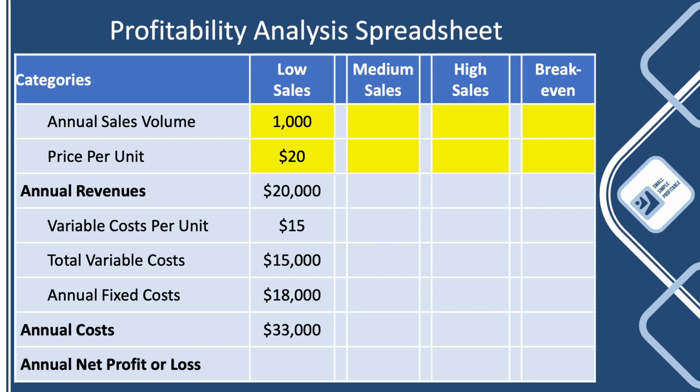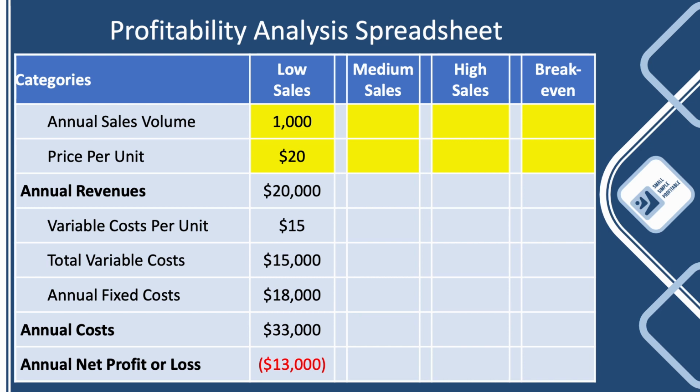Let's suppose your variable costs per unit are $15. If you multiply $15 times an annual sales volume of 1,000, your total variable costs will be $15,000. Let's also suppose that your annual fixed costs are $18,000. You can add up your total variable costs of $15,000 and your annual fixed costs of $18,000 to equal annual costs of $33,000. Now you can total the revenues and the costs in this example to calculate what the annual net profit or loss will be.